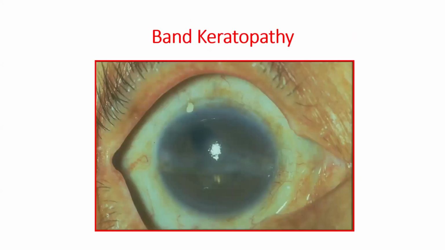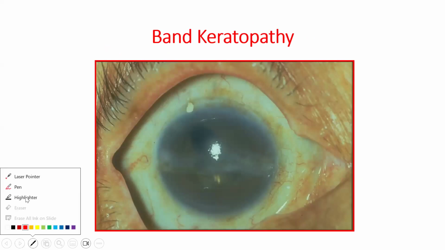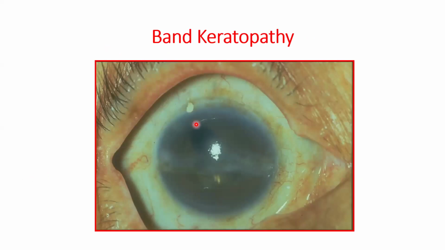This is actually band keratopathy. You see, the cornea is subdivided like a watch. Here is 9 o'clock, and here is 3 o'clock. If you look closely, there is a white band spanning from 9 o'clock to 3 o'clock. This is the typical band keratopathy seen in advanced corneal calcification.